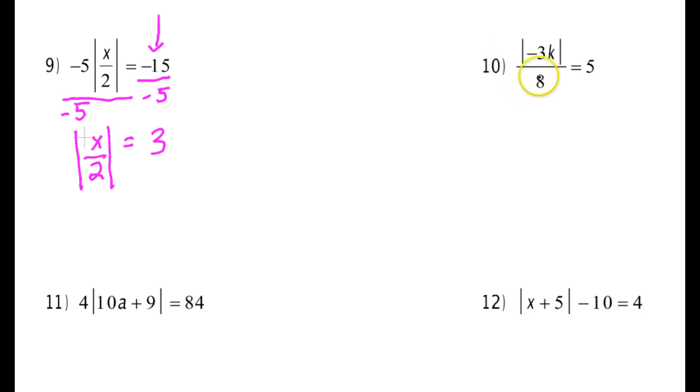What does this mean again? This is divide by 8. Fraction, divide. Fraction means division. So to undo that, we have to multiply. Multiply on top.